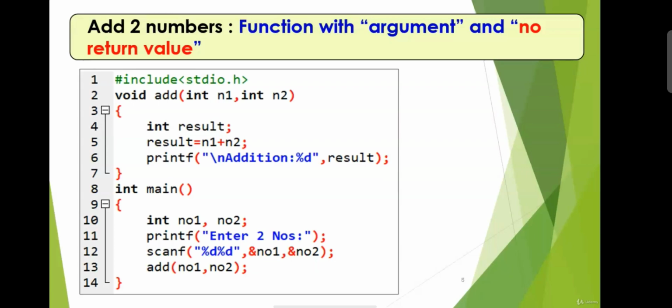Since function definition is above the main function, function declaration or prototype is optional here. So this function accepts two integer arguments, it performs the addition and it displays the result. This function has void as a return type, so it does not return anything. So thus we implemented a user-defined function which accepts certain arguments from the main function and it does not have any return value.